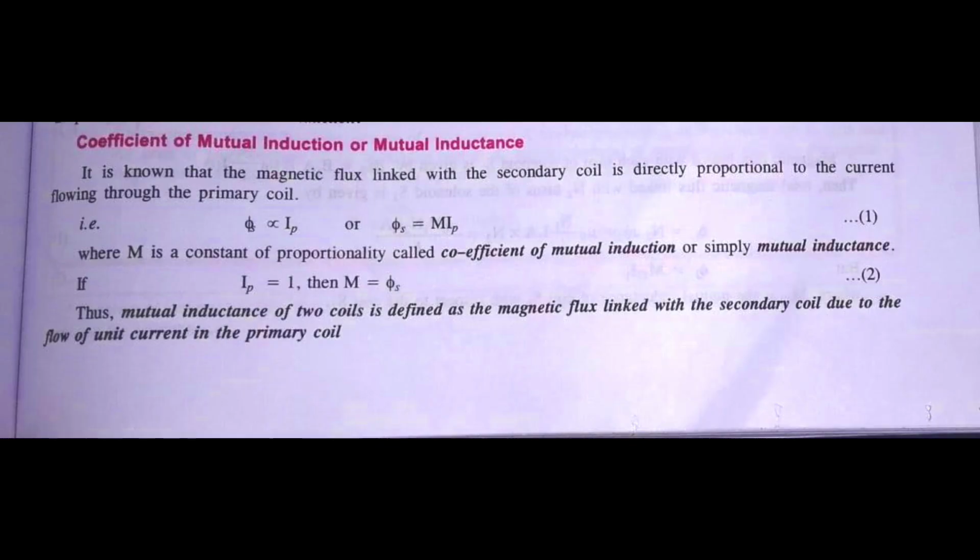The magnetic flux linked with the secondary coil is directly proportional to the current flowing through the primary coil. So phi s is directly proportional to IP. By removing the sign of proportionality, we have a constant known as the coefficient of mutual induction, or simply mutual inductance. We can define it in terms of flux by putting the current IP equal to 1. Then the mutual inductance of two coils is defined as the magnetic flux linked with the secondary coil due to the flow of unit current in the primary coil.